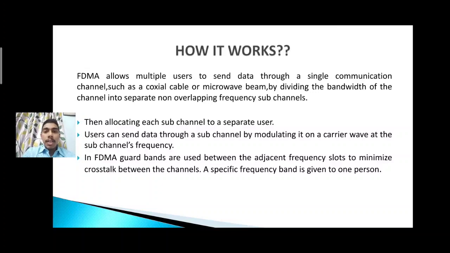Now how does FDMA work? FDMA allows multiple users to send data through a single communication channel, such as a coaxial cable or a microwave link, by dividing the bandwidth of the channel into separate non-overlapping frequency subchannels. Then each subchannel is allocated to a separate user. That means we provide a separate channel to each user so that it can transmit or receive the signal. Users can send data through a subchannel by modulating it, that is, by placing their signals on a carrier wave.